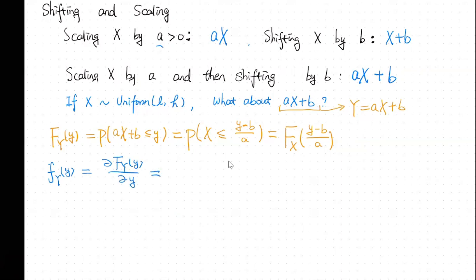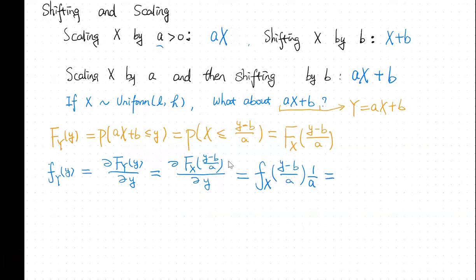And now that is the derivative of F_X of y minus b divided by a, with respect to y. To take this derivative, we use the chain rule. First, take the derivative of F_X, and then take the derivative of y minus b divided by a with respect to y. So the first layer gives you the PDF of x, and the second layer gives you 1 over a. So what you get should be this.